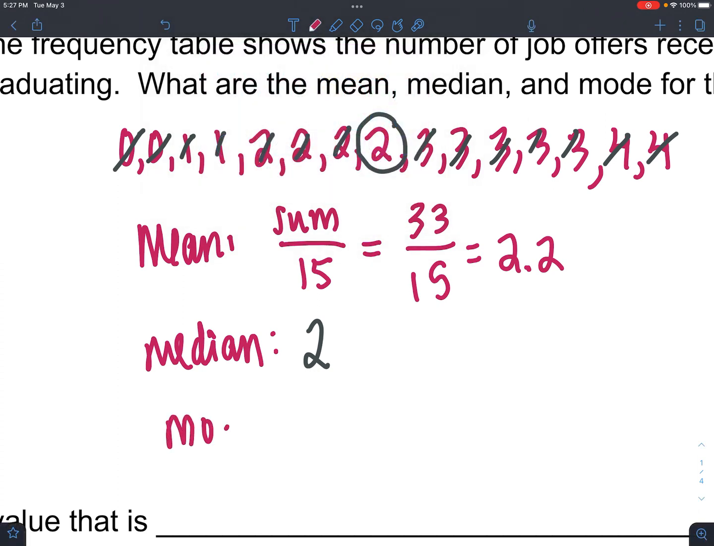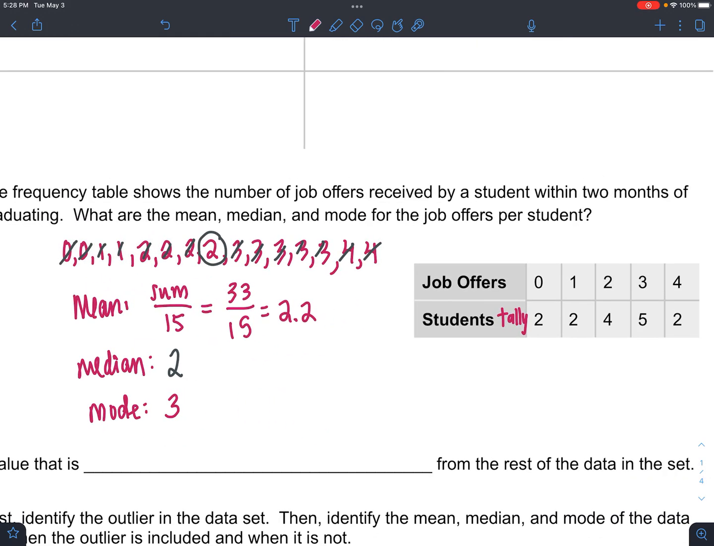The mode is normally the easiest to spot. It's just the number that shows up the most, which is 3. And we can see that in our table as well, because that was the most popular category.